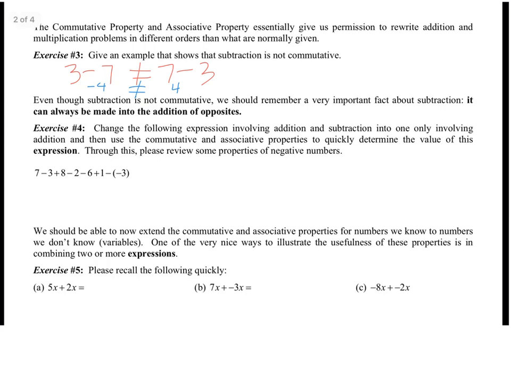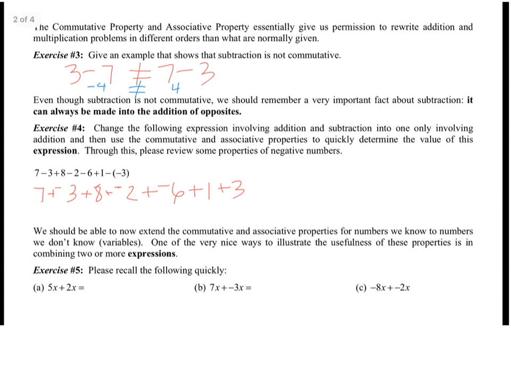So change the following expression involving addition and subtraction into one only involving addition, and then use the commutative and associative properties to quickly determine the value of this expression. Through this, please review some properties of negative numbers. So 7 minus 3 can be the same as 7 plus negative 3, plus 8, and instead of 8 minus 2, it's plus negative 2. And instead of minus 6, it's plus negative 6, plus 1, and then remember a double negative makes a positive 3.